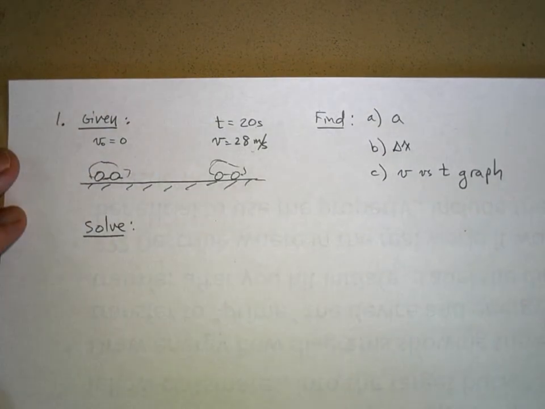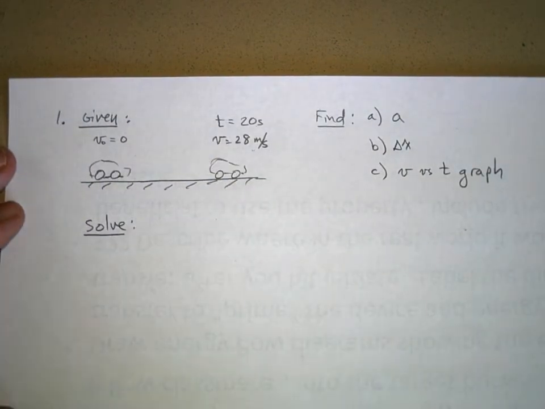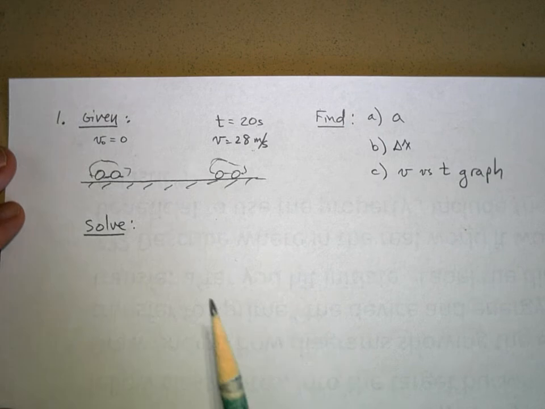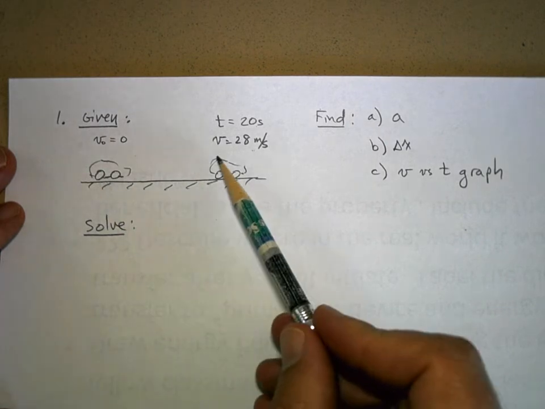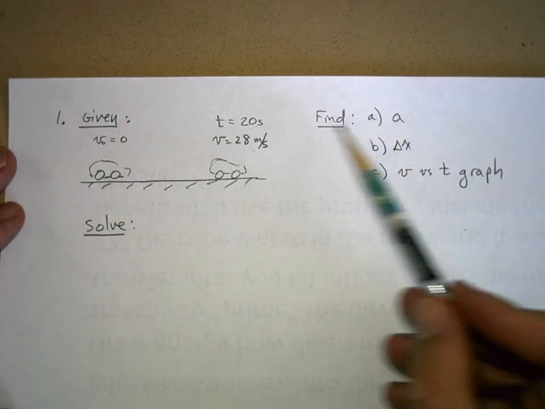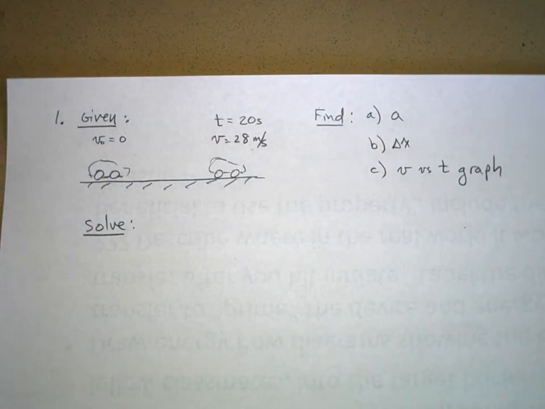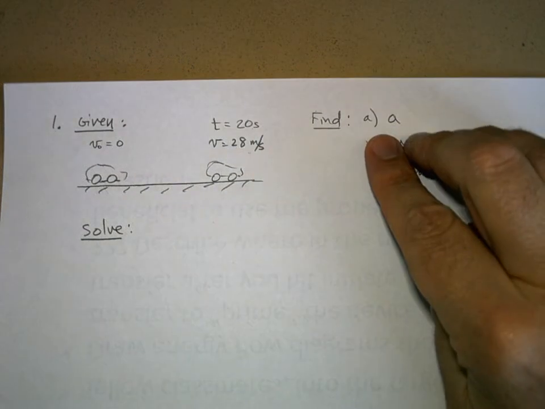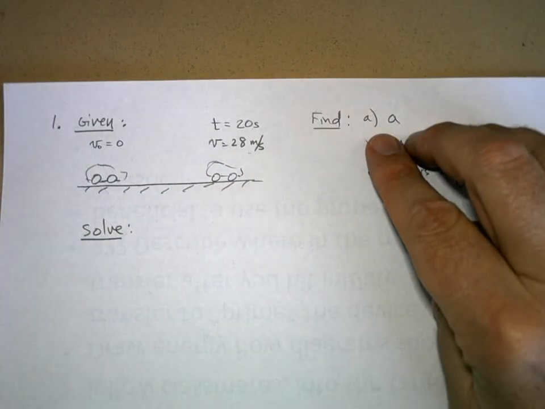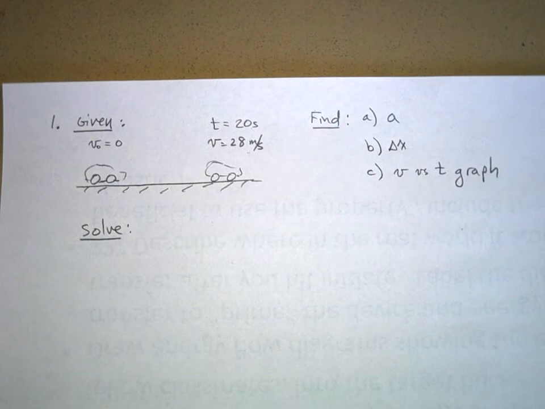So we're trying to find acceleration, but look at what we're given. We're given initial velocity, final velocity, time, and we want to find acceleration. What are we not given, and not trying to find yet anyway? We're not trying to find delta x. So I want to use the equation that doesn't have delta x in it.